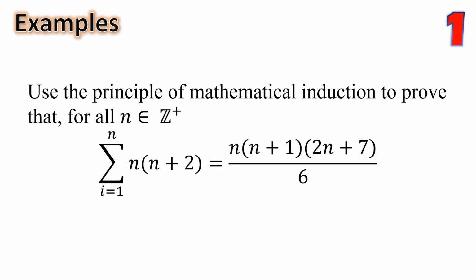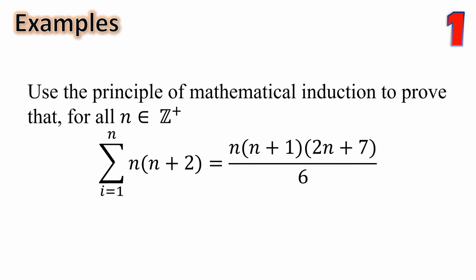Let us have some examples. Number 1. Use the principle of mathematical induction to prove that for all n elements of positive integers, the summation of i times i plus 2 from 1 to n is equal to n times n plus 1 times 2n plus 7, all over 6.